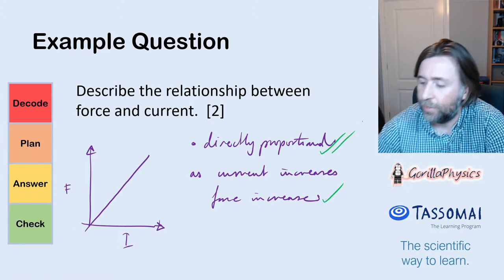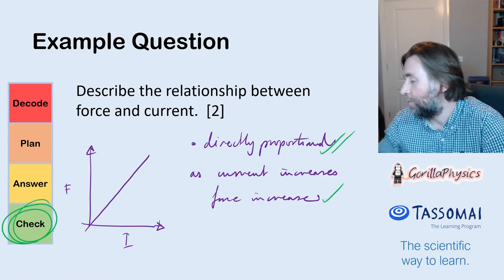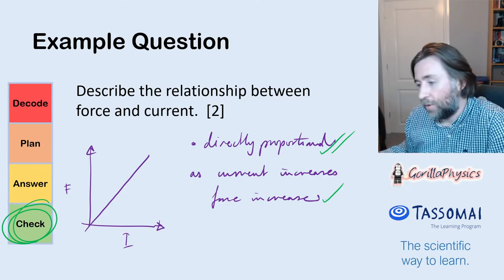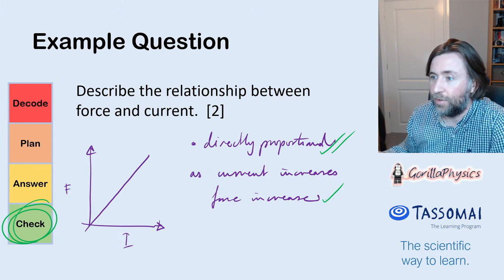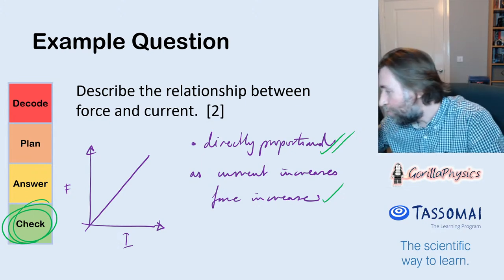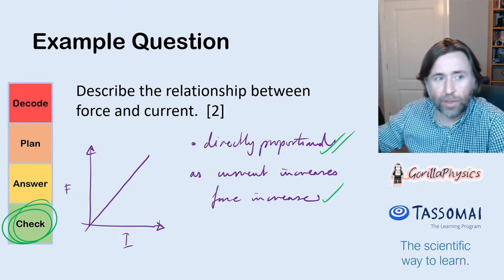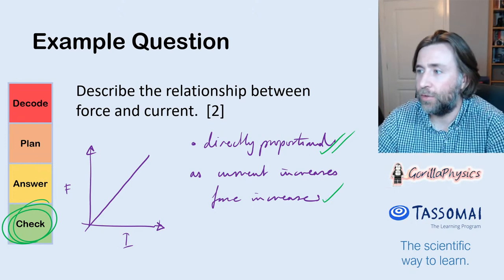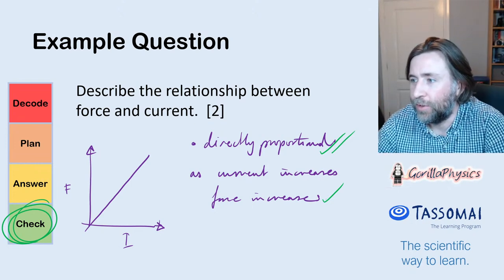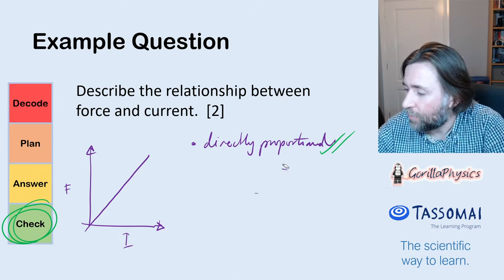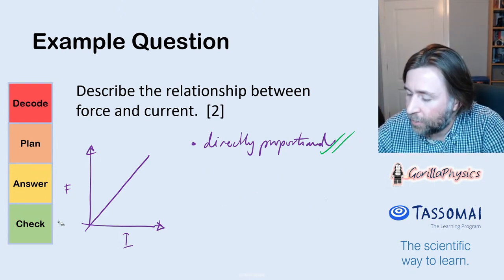Okay, now here's where the check step really comes in, because if you are good at checking your answer and looking back and saying, right, okay, that's worth two marks, and I've written as current increases, force increases. If you think to yourself, well, I haven't said two clear statements, so I'm not going to get two marks. Well, hopefully you'll remember directly proportional is in fact worth the two marks. So stick with that. Be careful though, because some things aren't directly proportional.